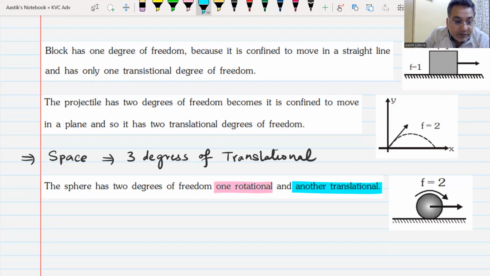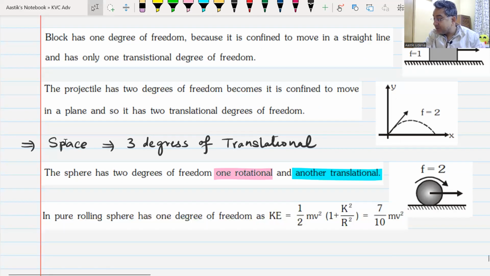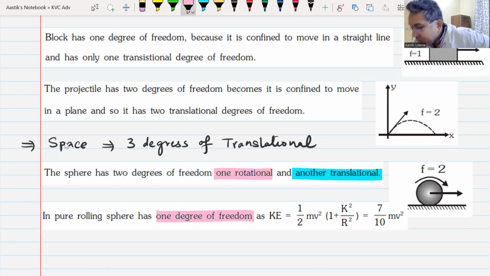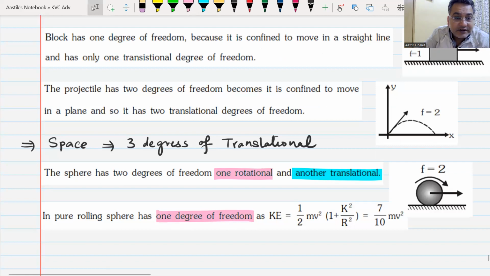But remember, and this could be a trick question, in pure rolling, how many degrees of freedom does it have? 1, sir. In pure rolling, it only has 1 degree of freedom, because pure rolling can be treated as a pure rotation about the point. So in pure rolling, we can specify its energy in terms of 1 coordinate, 1 velocity, and therefore it has 1 degree of freedom. Do we understand this? Yes, sir.